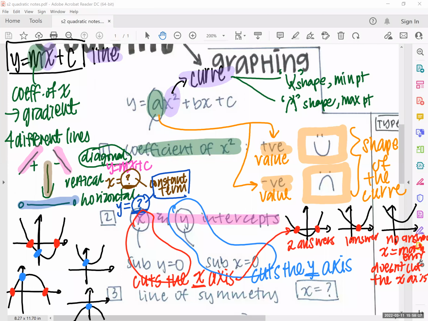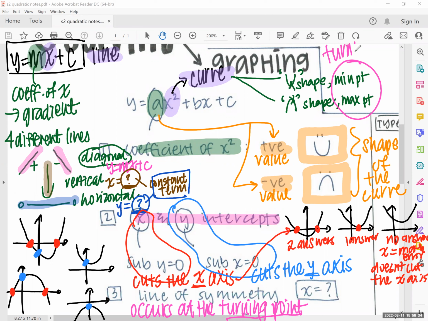Okay, I'm going to continue with the line of symmetry. So for the line of symmetry, please take note that it occurs at the turning point. And there are 2 kinds of turning point. Guys, very important: the turning point is the maximum and minimum point. It's called the turning point. PT means turning point. Now, how to find the line of symmetry? Please take note, it is by taking the average of the x-intercepts. So it occurs at the turning point, and it's by taking the average of the x-intercepts.